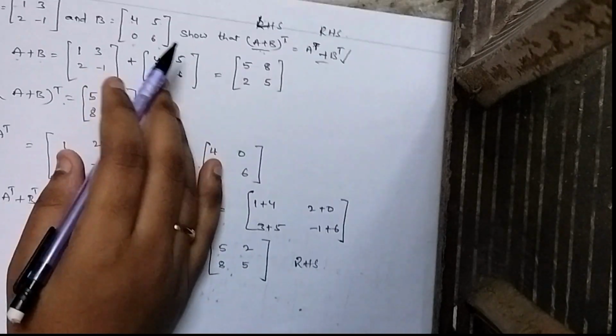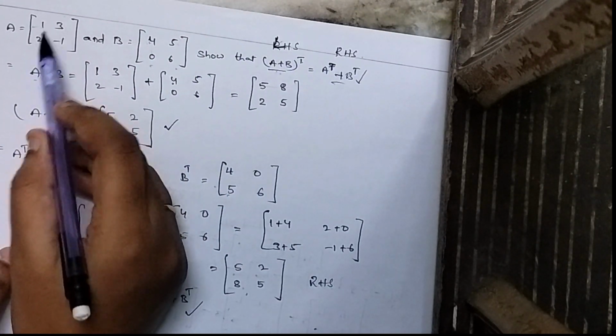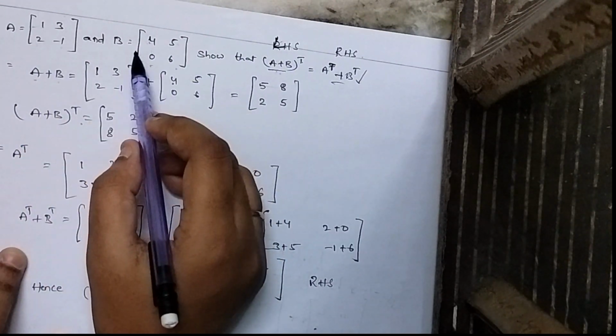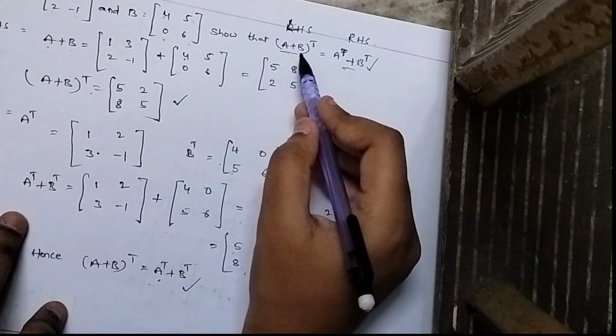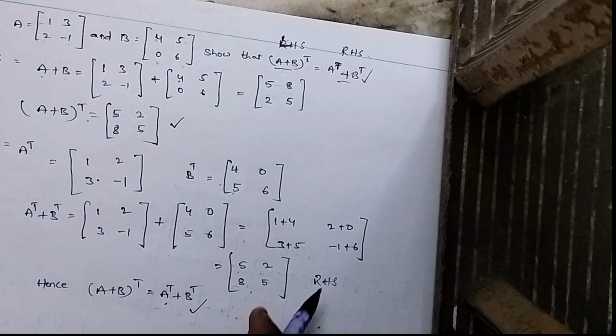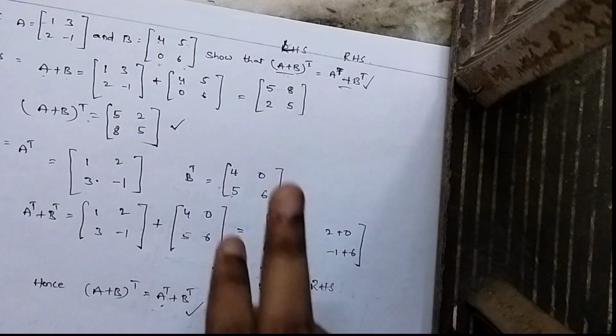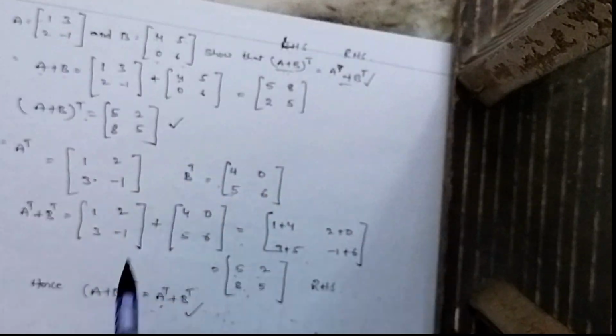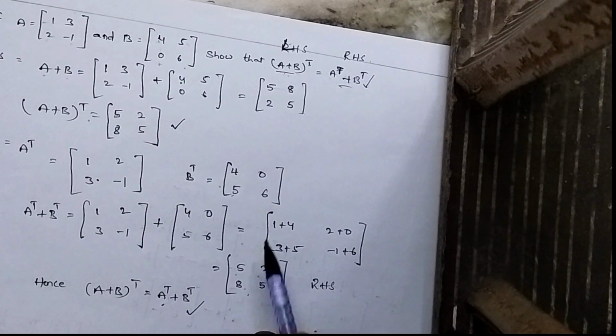Now given that A equals [1, 3, 2, -1] and B equals [4, 5, 0, 6], A plus B whole transpose equals A transpose plus B transpose. Now transpose means replacing the row values as columns and column values as rows.